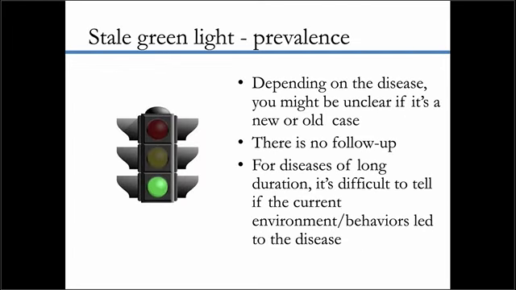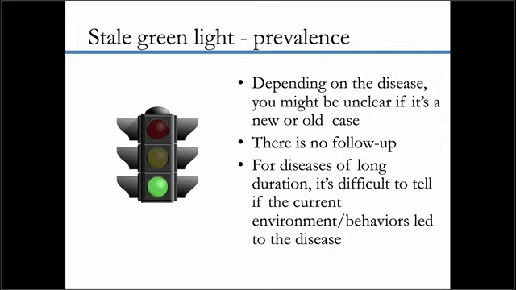However, there's many issues with prevalence, and depending on the disease, it might be unclear if it's a new or an old case, and we'll give some examples of what that means in a moment. There's no follow-up, so all we know is that somebody has the disease today or on the day that we're doing our calculation, and we don't do any long-term follow-up to see what's going on, how it's developing, how it's progressing, or anything like that.